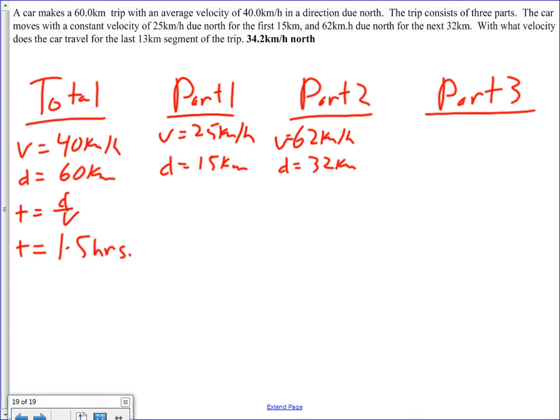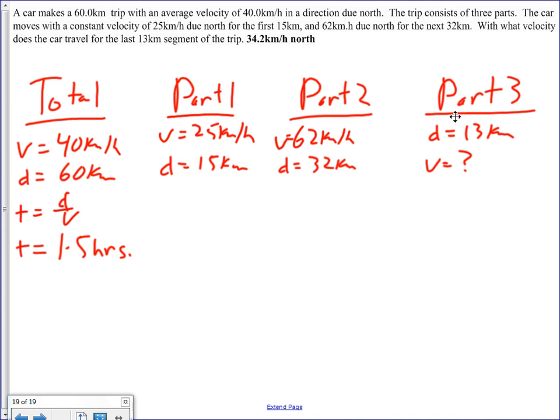And then we only know that the last part is 13 kilometers long. If I want to find the speed for part 3, what do I need to know about part 3? The time. I can't find the time for part 3 right now, but I know how long the whole trip takes, and I know v and d for the other 2 parts. What can I find about part 1 and part 2? Time. If I know the time for part 1 and part 2, and I know that part 1, part 2, and part 3 add up to 1.5 hours, can I find the part I'm missing?